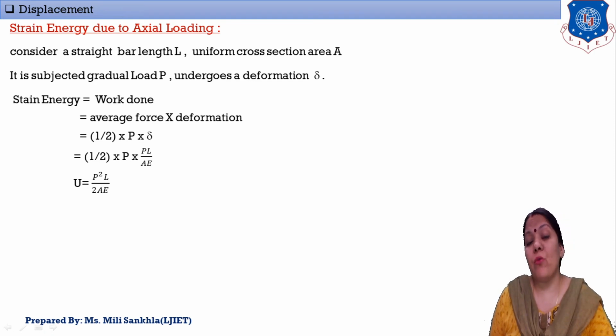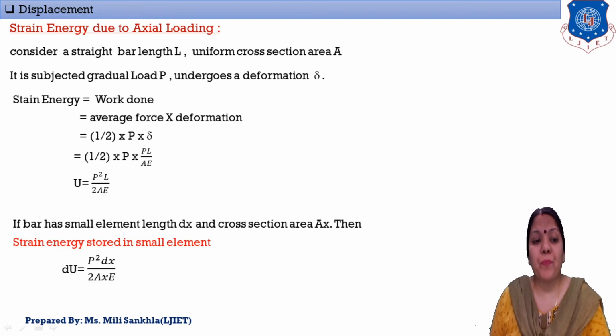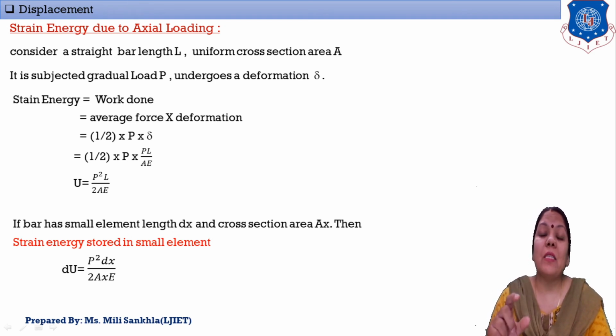Now if we find the strain energy due to axial loading in a small element. Next, if the length of the bar is equal to dx and the area of this bar is equal to Ax, that means this is for a small element, a small section. In that condition, the strain energy stored in a small element dU, d means small element, is equal to P square dx, we consider dx because here we consider a small part, over 2AxE, Ax means area of small element, and E is equal to our Young's modulus.